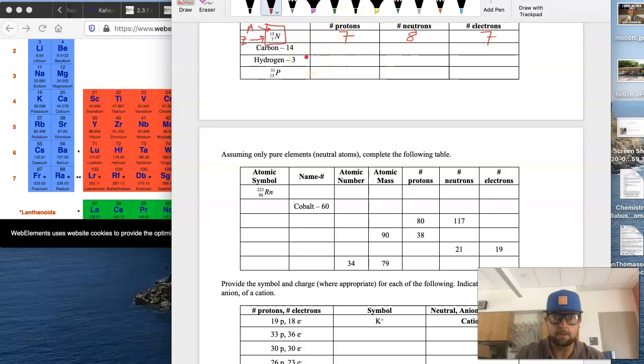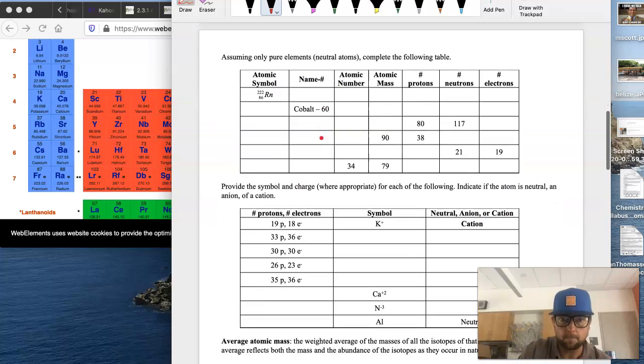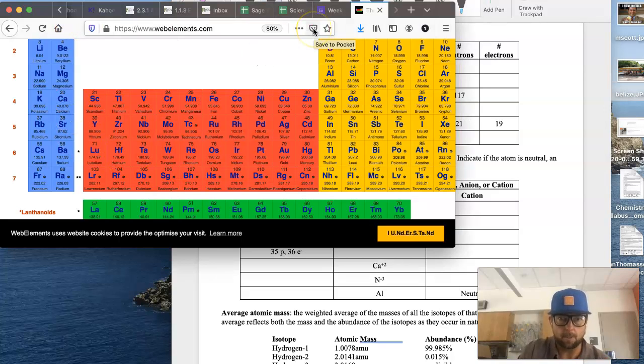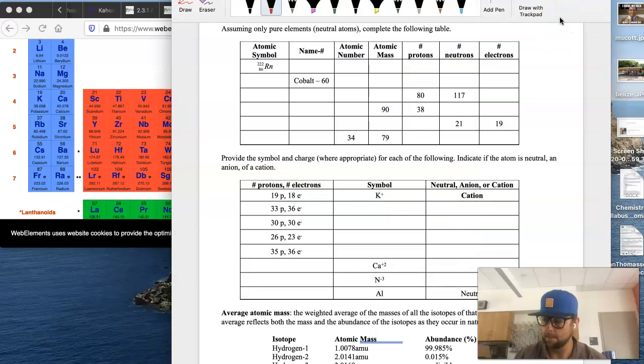As we scroll down to a bigger particle, radon, it's helpful to have your periodic table nearby, so you can click on webelements.com. Super helpful interactive periodic table. And sometimes enough information will be given in the problem, but at other times you're going to have to look up on the periodic table to see the atomic number, for instance. Radon has 86 as its atomic number, so I can go ahead and just move that right here.